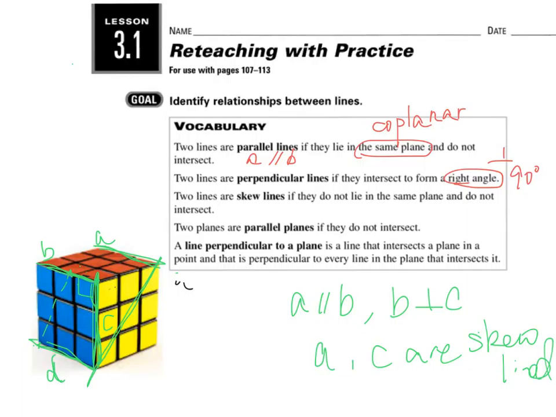Parallel planes do not intersect. A line perpendicular to a plane intersects the plane at a 90 degree angle. So for example, this one, let me change the color again. This time I will use purple. This purple line, if we call this E, would be perpendicular to the plane, the surface at the bottom of the cube. Okay, so we'll see more exercises of it later.